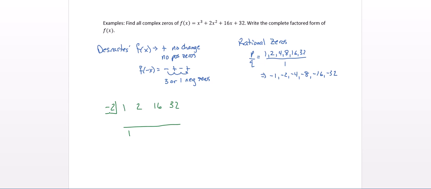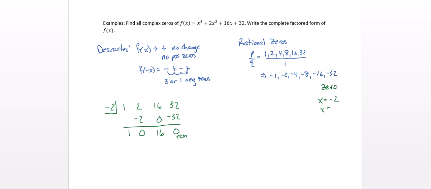Negative 2, my coefficients are 1, 2, 16, and 32. Drop the 1, multiply to go up and over, add straight down. Multiply to go up and over, add straight down. Multiply to go up and over, add straight down. 0 remainder, so negative 2 is a 0. So this is our remainder. As long as the remainder is 0, we know that x equals negative 2 is a 0.